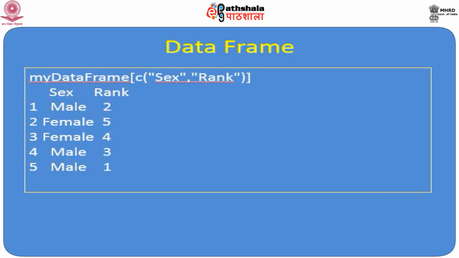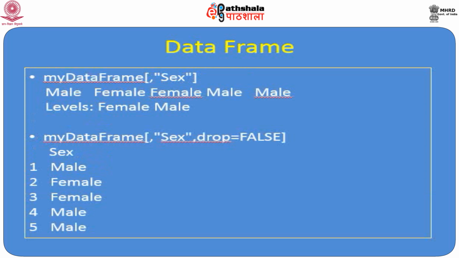Similarly, one can take out the vectors corresponding to sex and rank as well using this command. In particular, to get a particular column, just by specifying the column name, use this command, and by using the drop equal to FALSE command, one can have the output in this format.